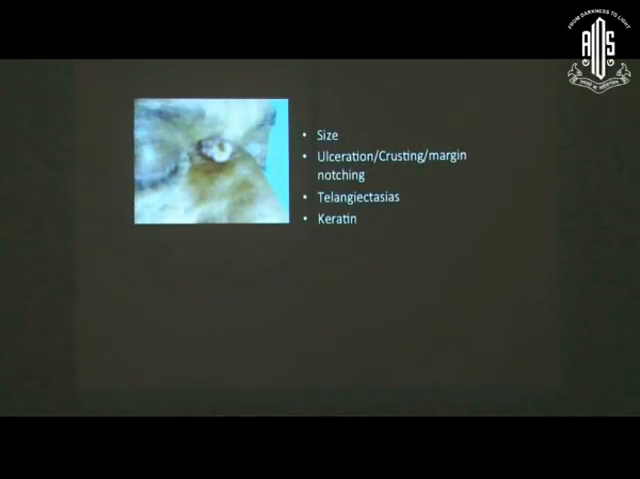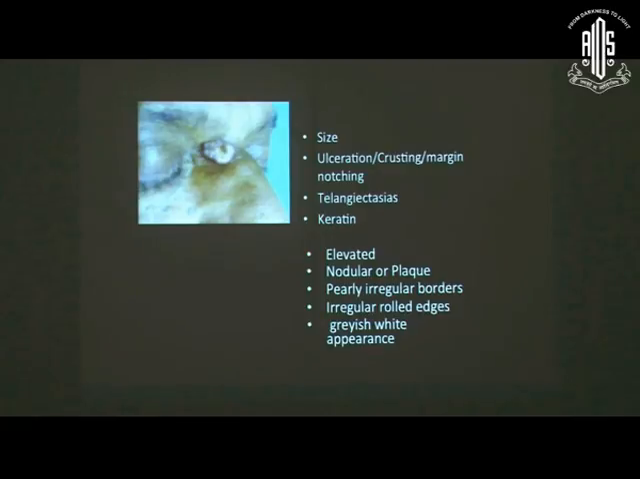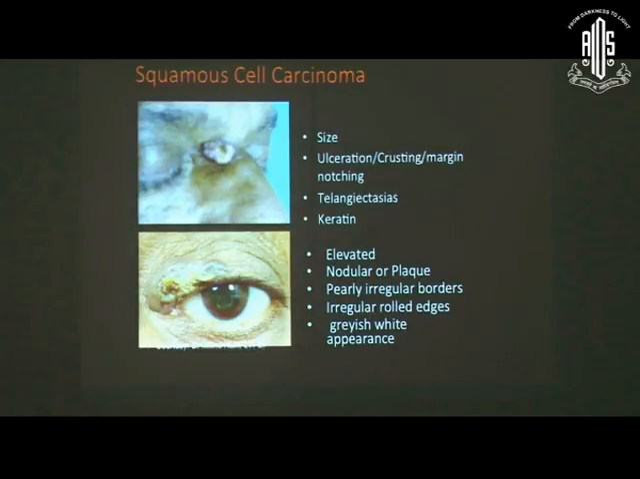Similarly, if you see a structure like this, which looks like the previous one, but has a slow growth with sudden ulceration, there is some intrinsic vasculature, possibly a presence of keratin as is seen here, but is elevated, nodular, plaque-like and has pearly irregular margins as is seen here, rolled in with a grayish-white appearance. It's most often a squamous cell carcinoma.